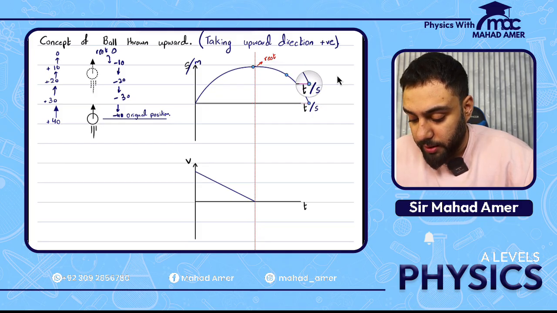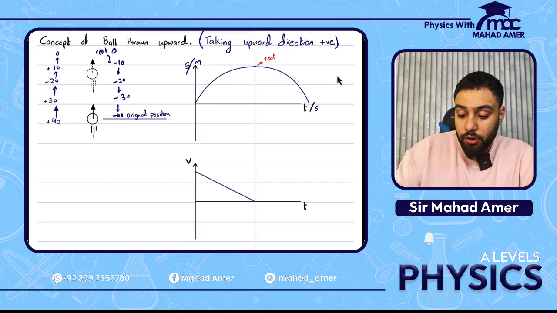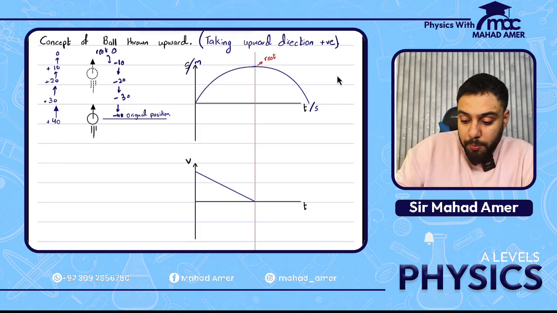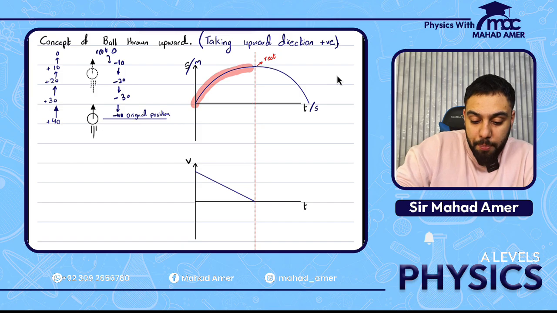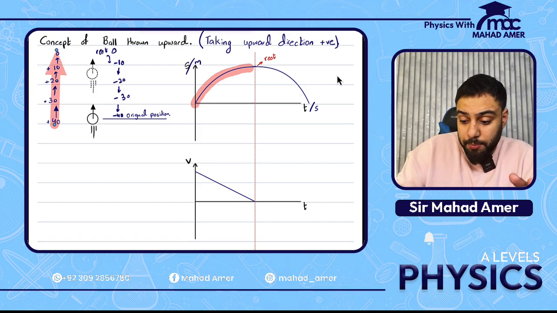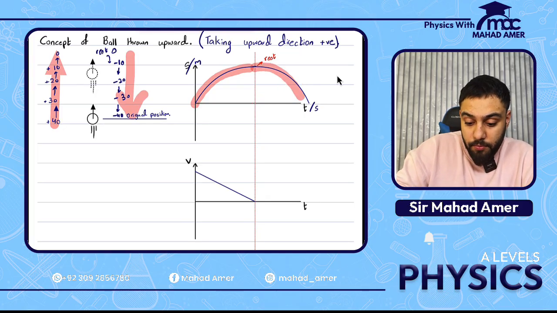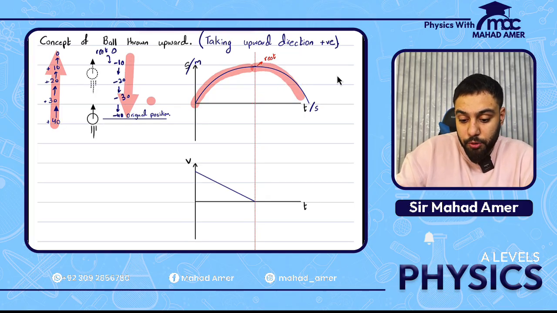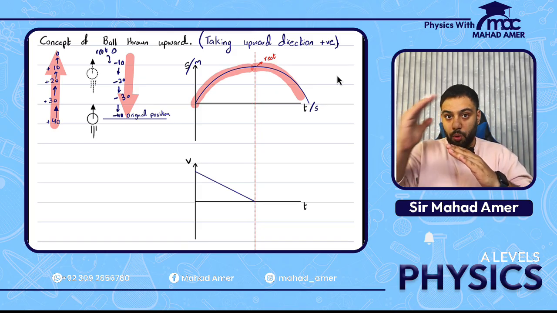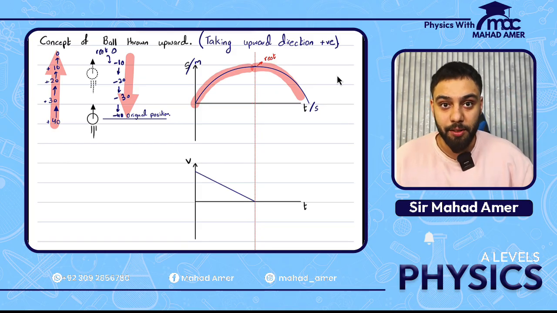It's going to be very identical to what it was at the start. So this part of the journey shows that the object moved up and gained positive displacement, and then this part of the journey shows that the object came down and returned to its original position. So this is basically the whole displacement time graph.